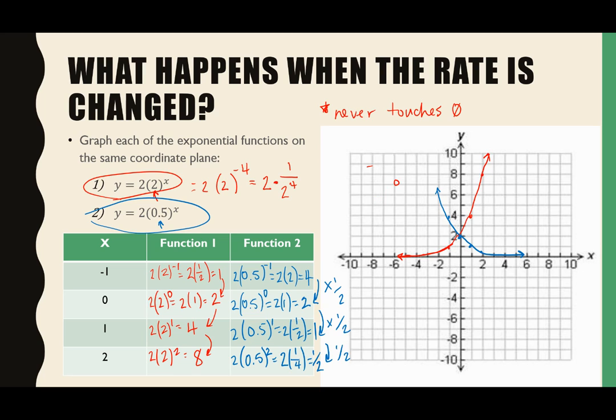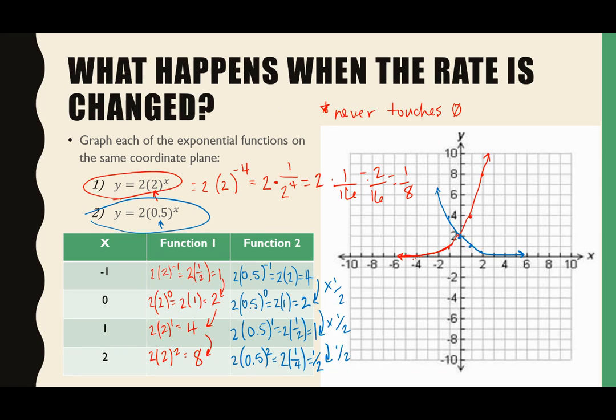Okay, let me finish that one out. So I would have 2 to the 4th, 1/16. 2 times 1/16 is 2 over 16, 1/8. And so those fractions are just going to get smaller and smaller and smaller, but they're never actually going to touch 0.